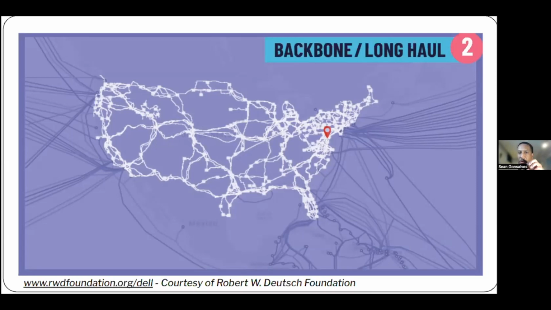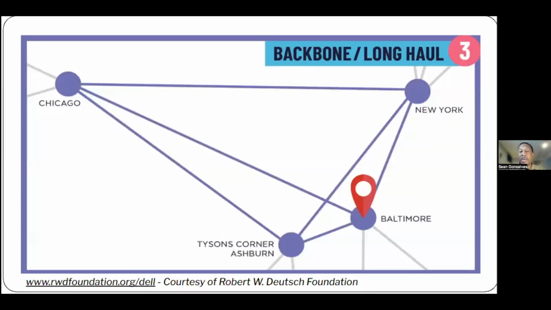Now, the closer you get to where we live and work, there's this connective tissue between the backbone long haul networks and the local networks that we all use. And that is called the middle mile network. But before we get there, let's zero in on the backbone network.